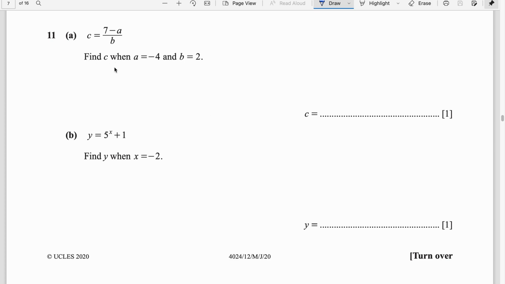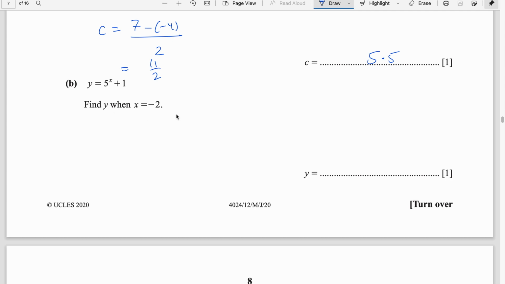Question number 11. Find C when A is equal to -4 and B is equal to 2. So simple substitution. Be careful with the negative signs. B is 2. So 7 plus 4 makes it 11 by 2, and the answer is 5.5.